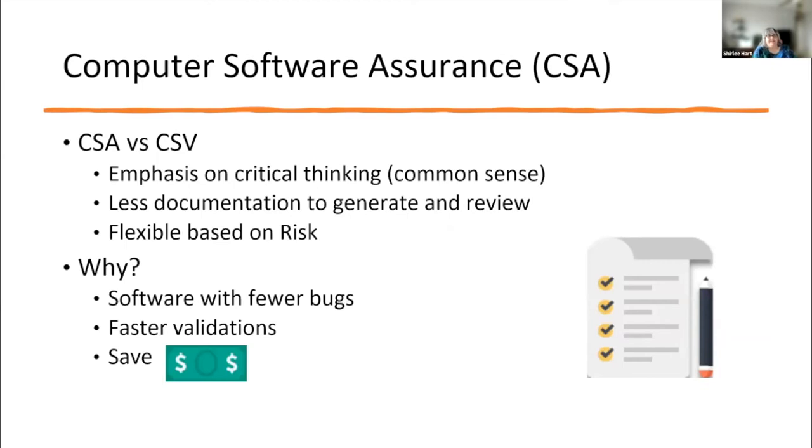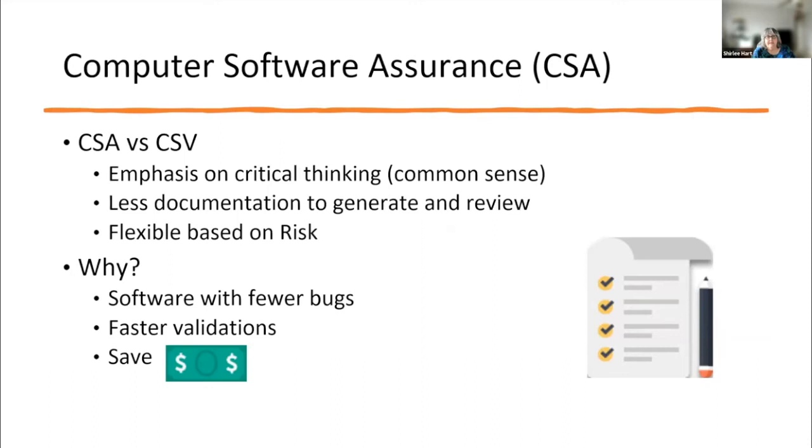And what exactly is CSA? First of all, it applies pretty much to any software, but not software on a medical device. But you can use it and leverage it for a lot of different aspects of validation. It's very similar to CSV, where CSV is just computer systems validation, but it relies more on critical thinking, which is to me just common sense.